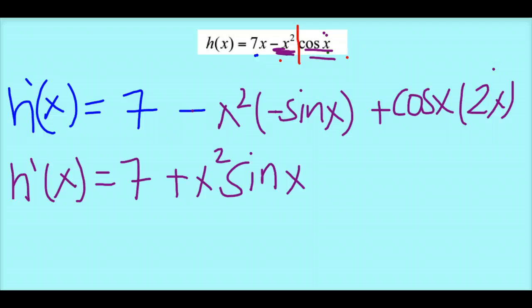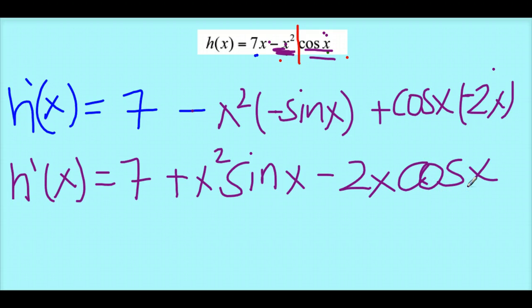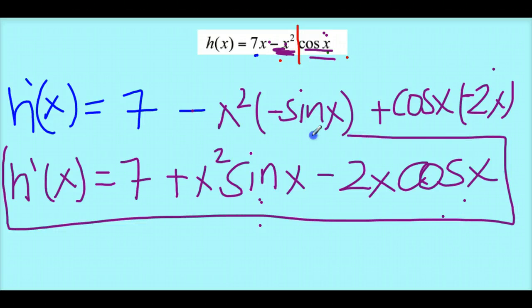Oh, my apologies. You know what? I forgot my sign. This is a negative x squared, so this actually should have a negative right here. So that's going to give me a negative 2x cosine of x. And just for the sake of consistency, I'm always going to try and put my sine and cosine, all my trig functions, towards the end of the term. And by using the product rule, the power rule, the rules for cosine, and the constant multiple rule, I was able to find this derivative right here.